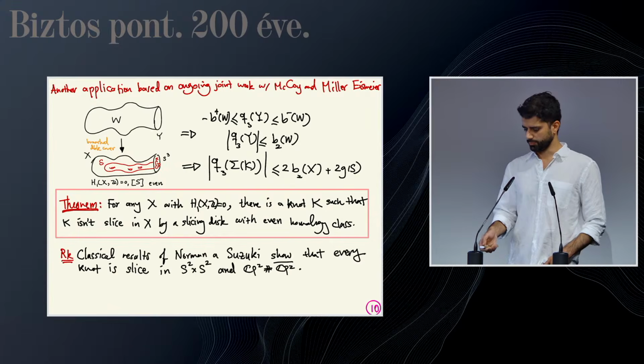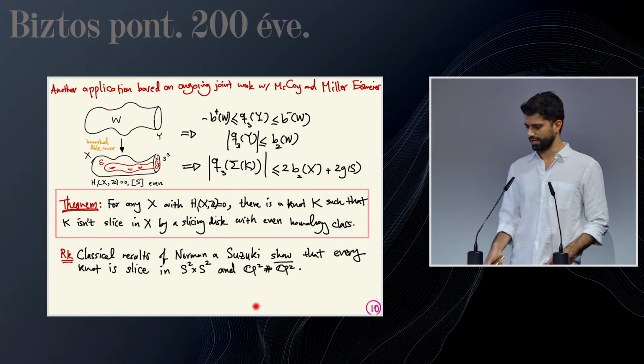Let me make a remark that there are classical results of Norman and Suzuki. They independently show that any knot is slice, for instance, inside S2 times S2 and the connected sum of CP2 and CP2 bar. So we're not making any contradiction with this, because we are assuming that the homology class is even.